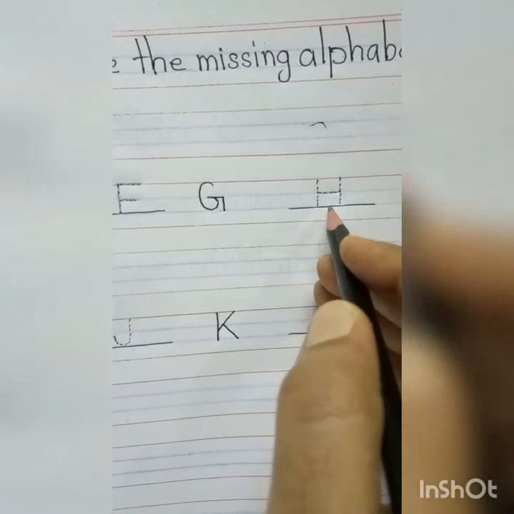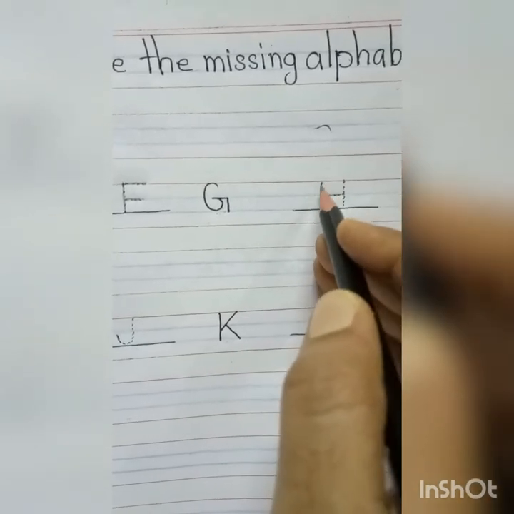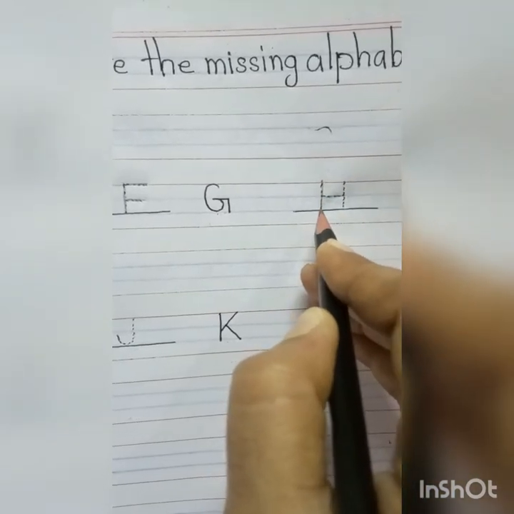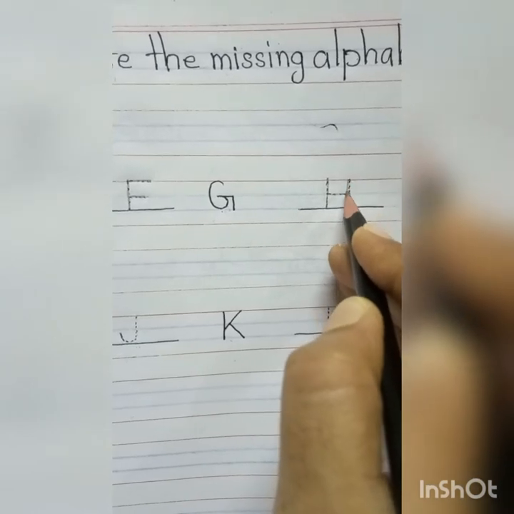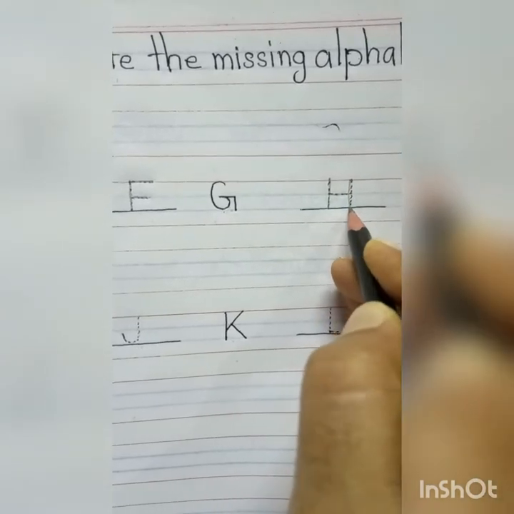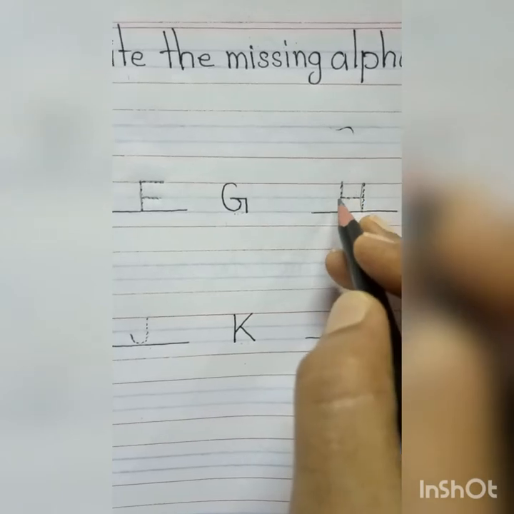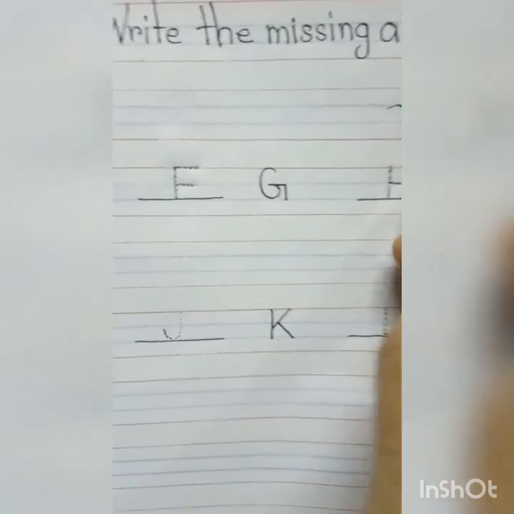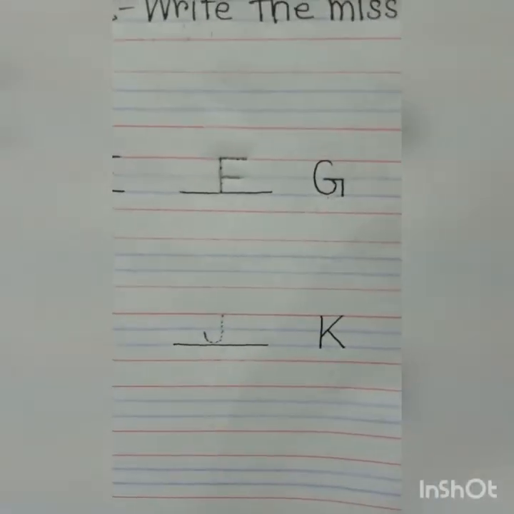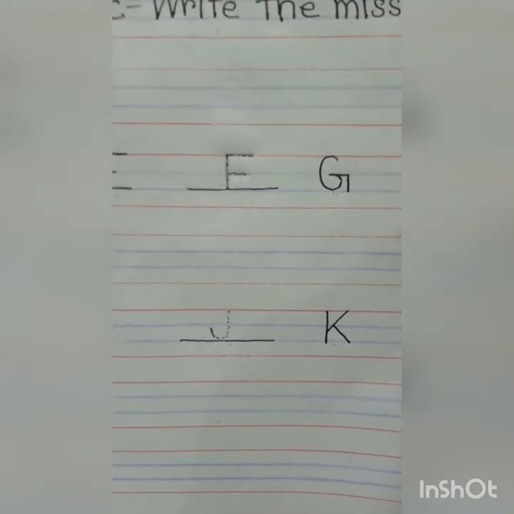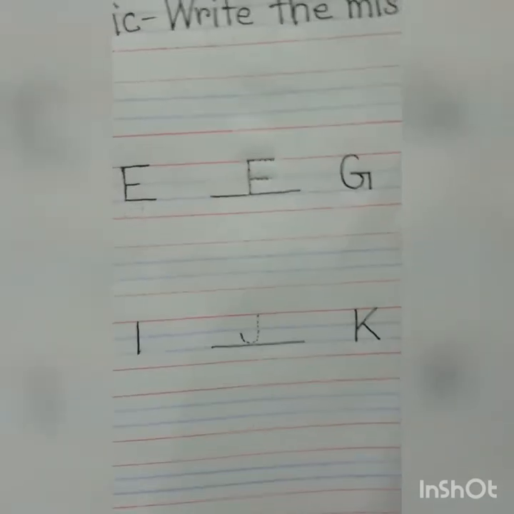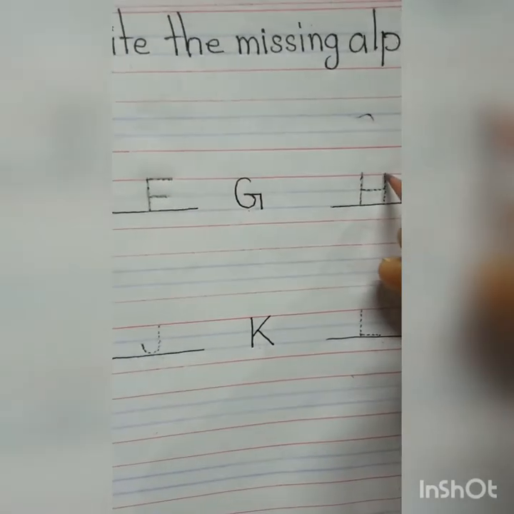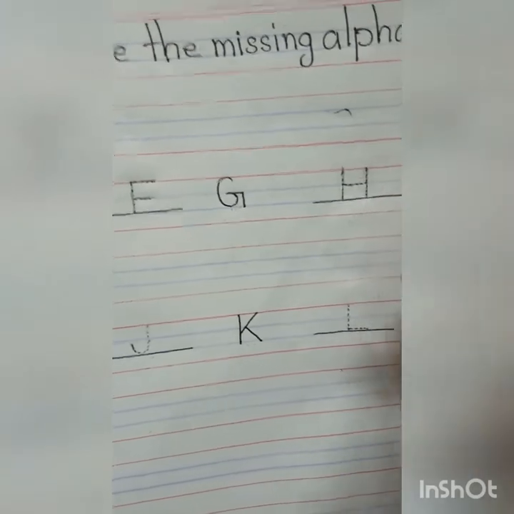Okay, I will join H. H is missing letter. One straight line in first room to second room. Another straight line in first room to second room. Okay. Then I will cut second line. What is this? H. H is missing letter.